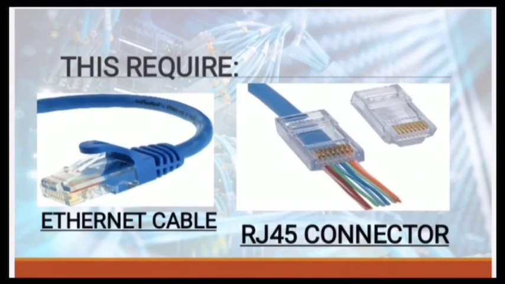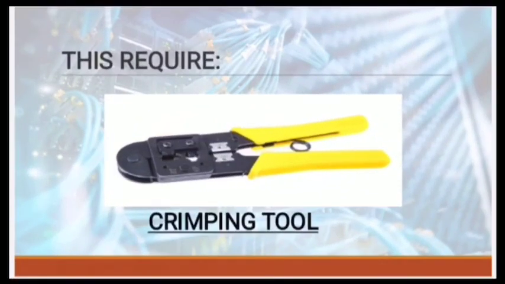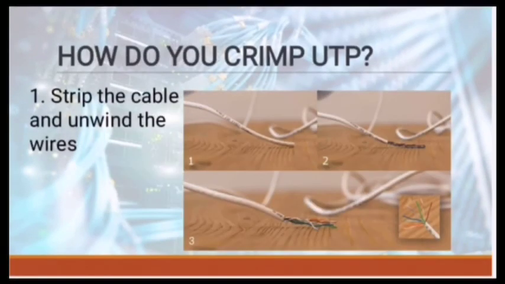Crimping a UTP requires an Ethernet cable and an RJ45 connector. This also requires a crimping tool. So how do you crimp UTP? First step is to strip the cable and unwind the wires. Use the sharp part of the crimping tool to strip the cable about 2 cm long. The easy way to do this is to press the crimping tool lightly together and turn it around the cable so that the tool cuts open the cable sheath all around.